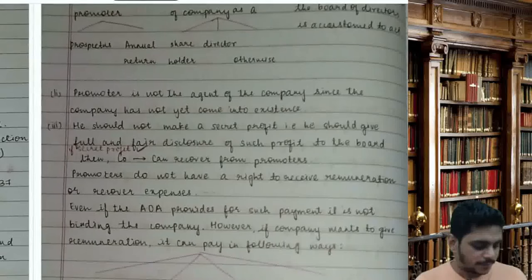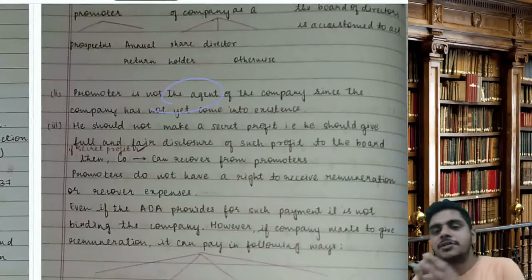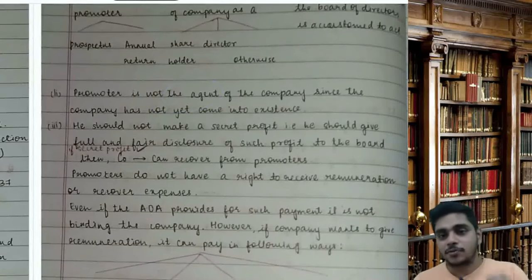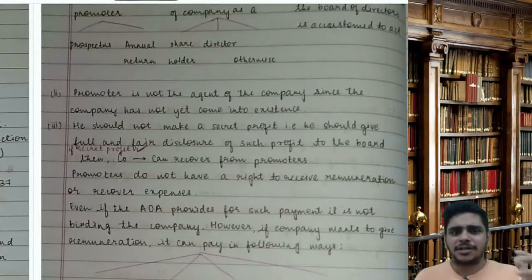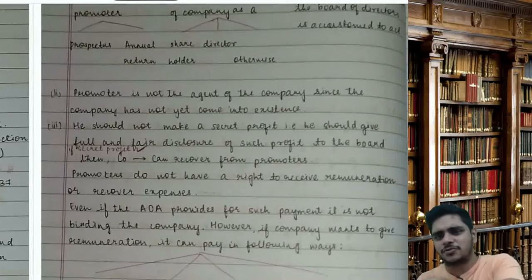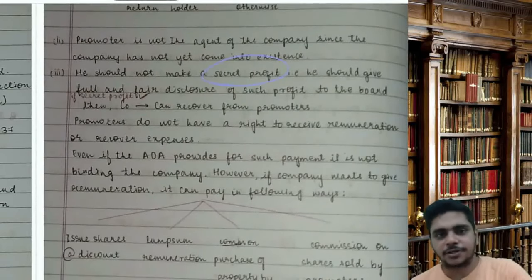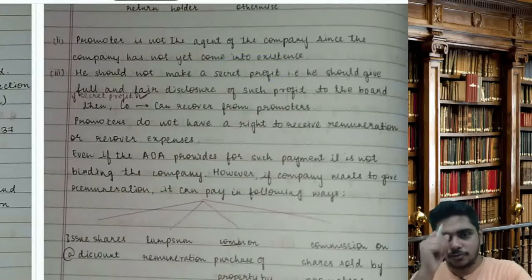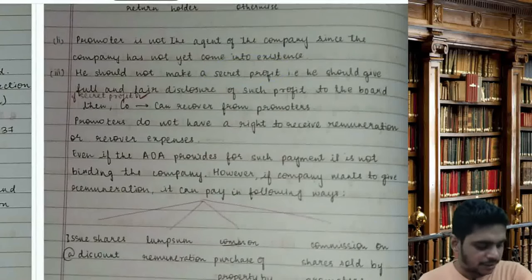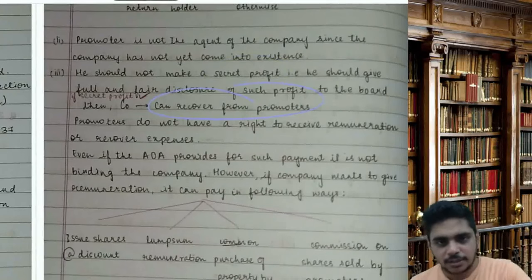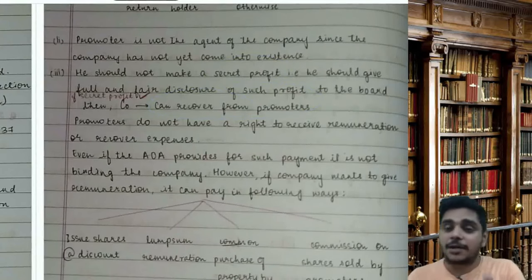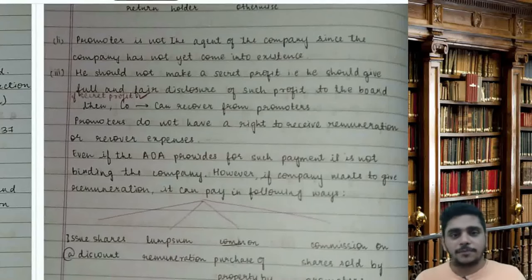Now, a promoter is not the agent of a company, since the company is not in existence. Law says if you are a promoter, it is not mandatory that you should be a subscriber and eventually a director, but at least one promoter should be a director. He should not make a secret profit; he should give full and fair disclosure of such profit to the board. He can make a profit, but he cannot make a secret profit. If he makes a secret profit, then the company can recover it from the promoter.